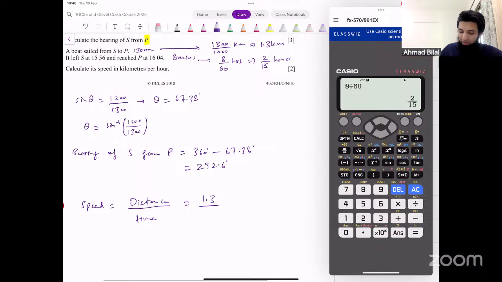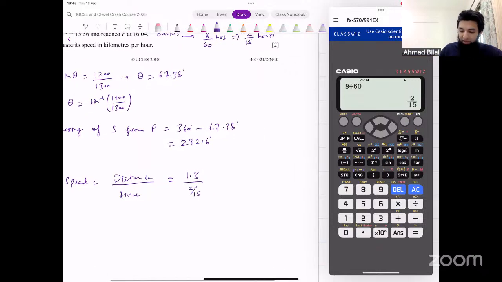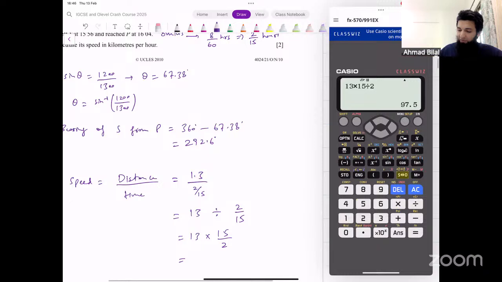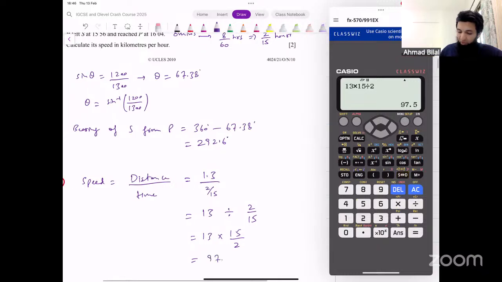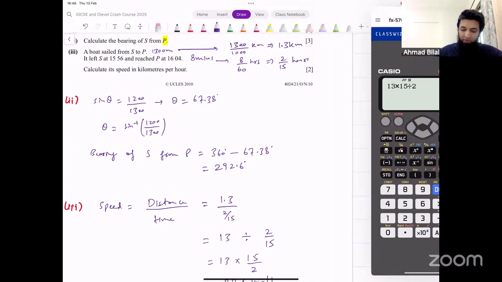So we can put that here, 1.3 divided by 2 over 15. Now we can write it separately like this, 13 divided by 2 over 15, which becomes 13 multiplied by 15 over 2. That's 13 times 15 divided by 2, which is 195 over 2, or 97.5 kilometers per hour. That's the speed that we're getting for this.